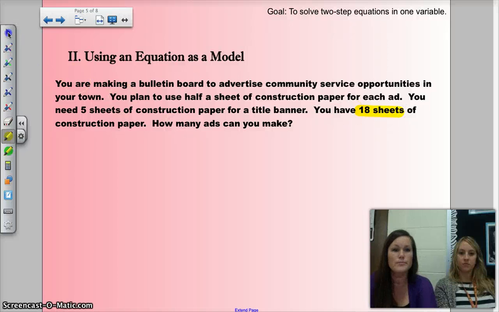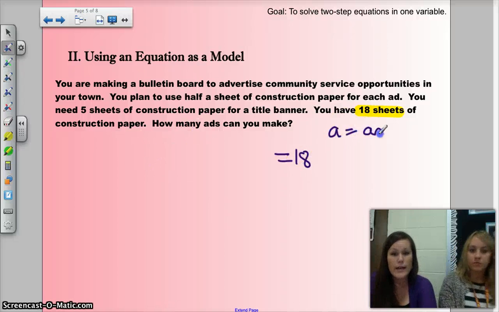So this is my total, so I'll set it equal to 18. Yes, so we're going to start with equals 18. How many ads can you make? So I'm trying to figure out a equals ads, right?